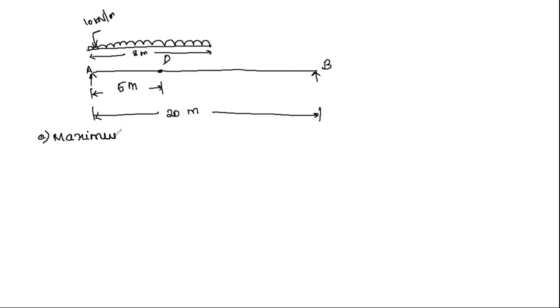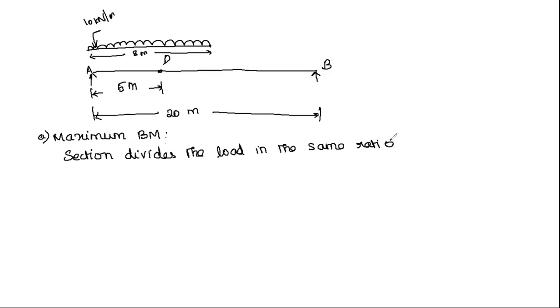First step is maximum bending moment. So the condition is maximum bending moment at D due to UDL shorter than the span. So this is UDL shorter than the span occurs when the section divides the load in the same ratio as it divides the span.